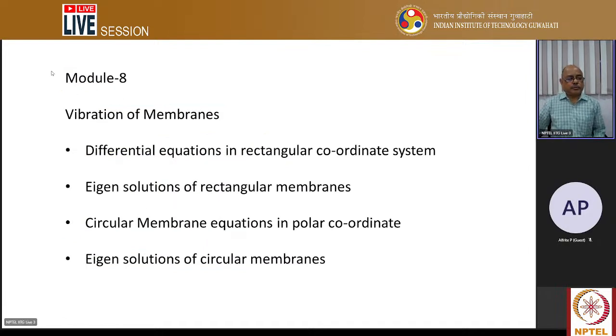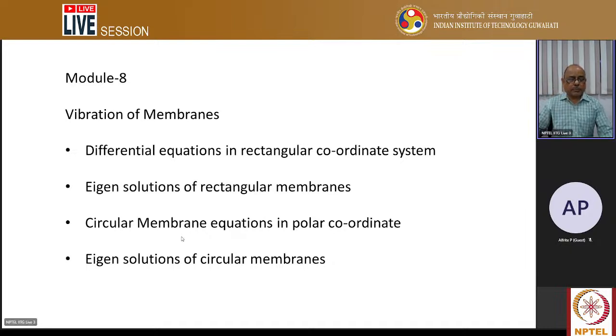Then in the eighth module, we have considered the vibration of membranes. Membrane is a two-dimensional element. So we are getting X, Y coordinates in the differential equations. The differential equation is a partial differential equation, involving X, Y, and time T coordinate. So we will obtain the differential equation in rectangular coordinate system. Then we have discussed the eigen solutions of rectangular membranes.